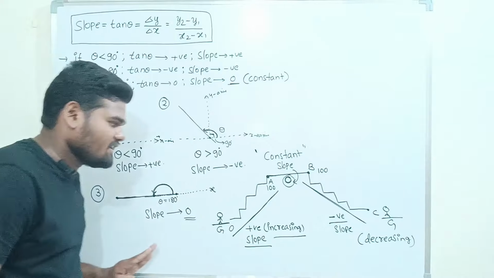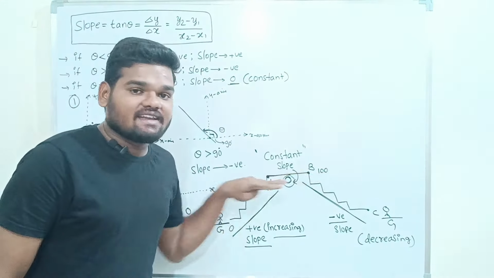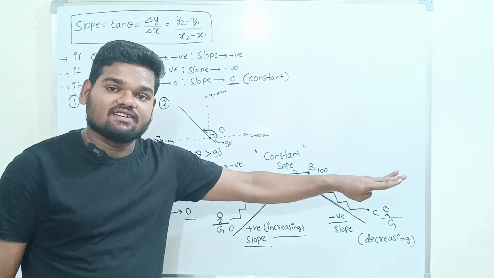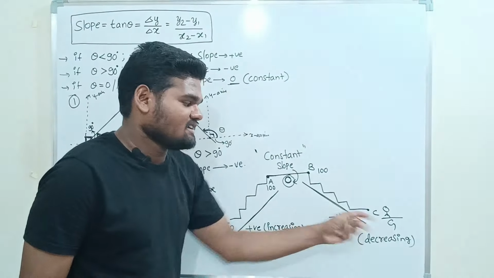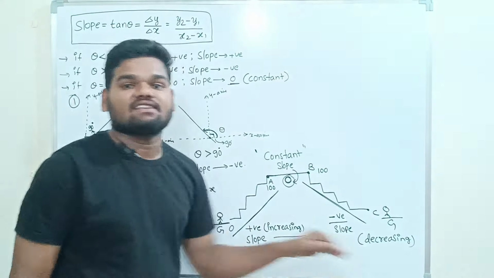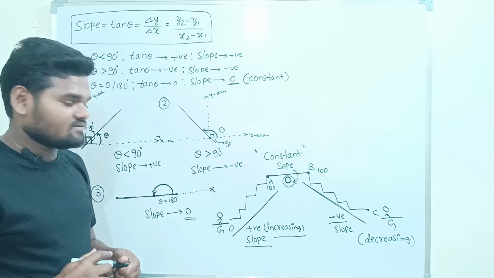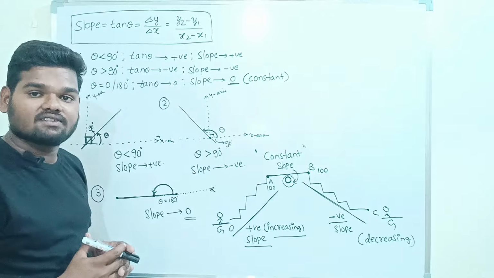Is it clear? If any line is like this, slope is increasing. If any line is like this, flat line, the slope is constant. Slope is constant. If any line is like this, then the slope is decreasing. Okay? Right. Is it clear? Any doubts?